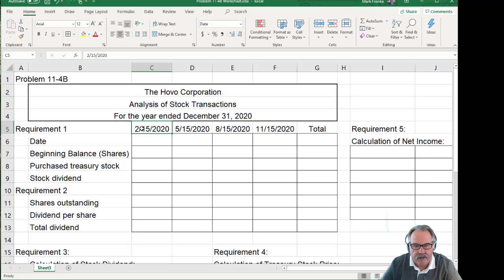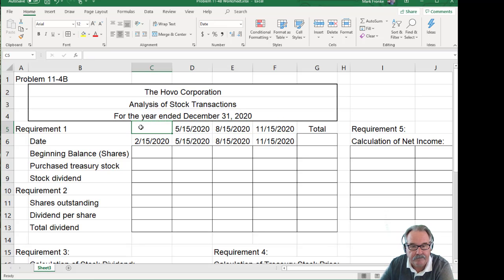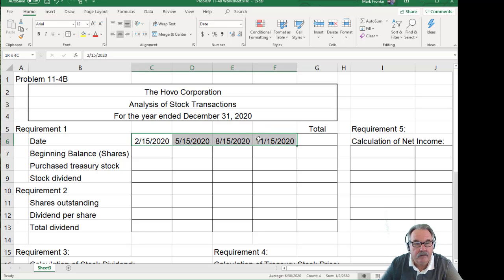Oh, shoot. I put the dates in the wrong place. So let's just copy and paste it down here, and then we can delete them up here. All right. I just put those in the wrong place.